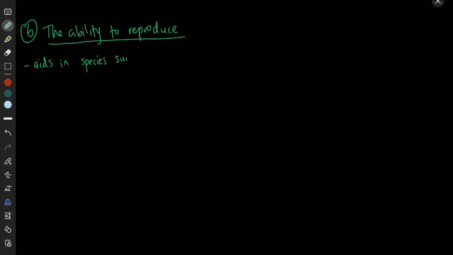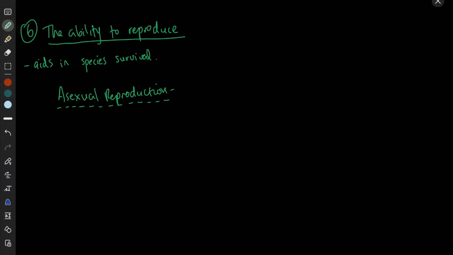So number 6, we have the ability to reproduce. The ability to reproduce obviously aids in species survival, right? And when we talk about the ability to reproduce, we have to talk about the two main ways in which organisms reproduce, and that is through asexual reproduction and through sexual reproduction. So what is asexual reproduction?